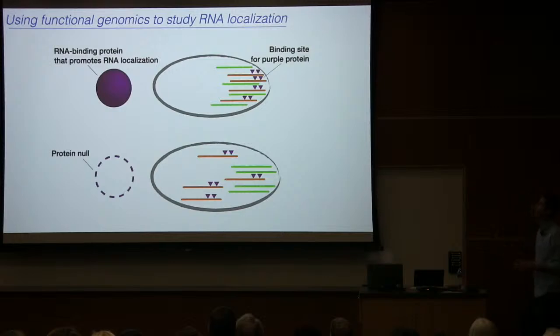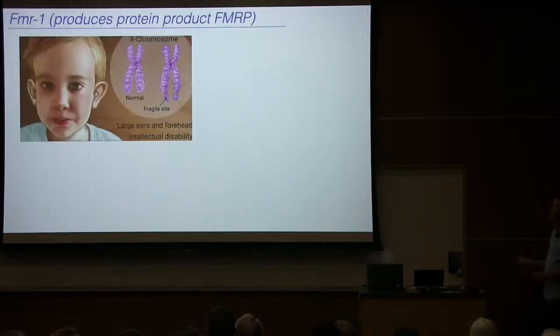Okay, so now we've got our system set up. We can analyze subcellular transcriptomes. Now we're going to knock out an RNA binding protein and ask what transcripts are mislocalized. And so we need to pick an RNA binding protein to do this. So the first one that we picked was FMRP, which is encoded by the gene FMR1.